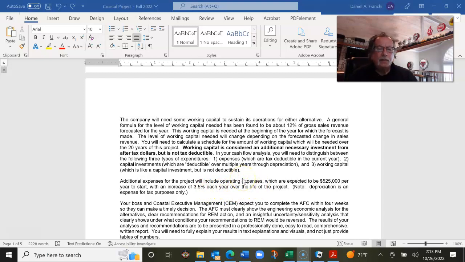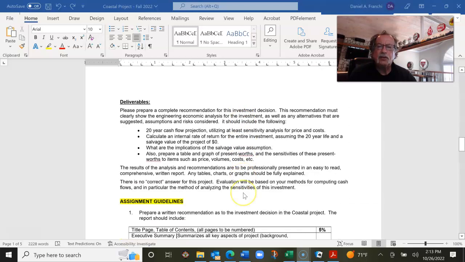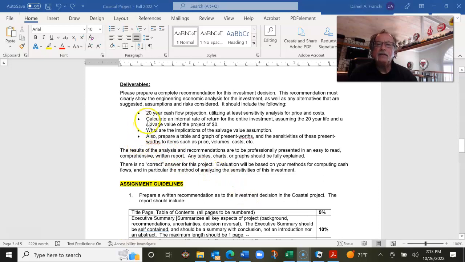And so what I want from you is a complete after-tax cash flow analysis to determine if this is a good investment. Again, I said after tax; we're going to understand how to do taxes within the next week or two. The deliverables are basically described here. This is what's going to be required in your Excel spreadsheet. And then you're going to write a report.